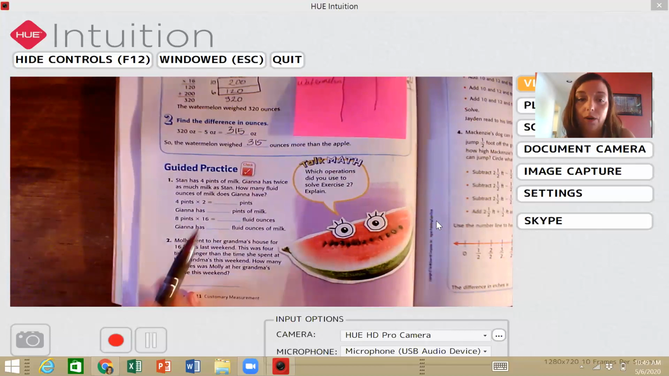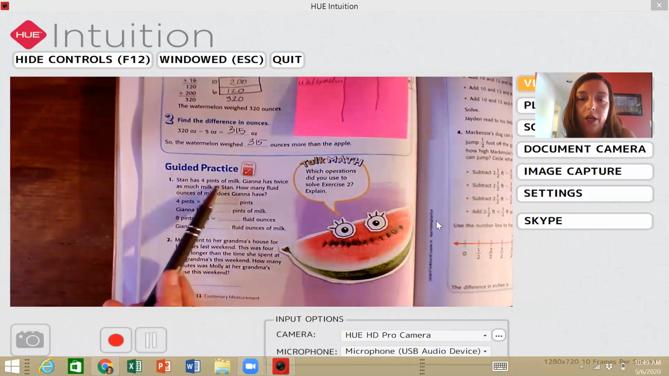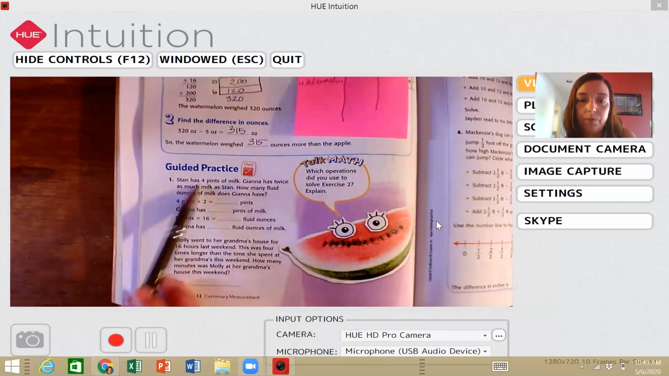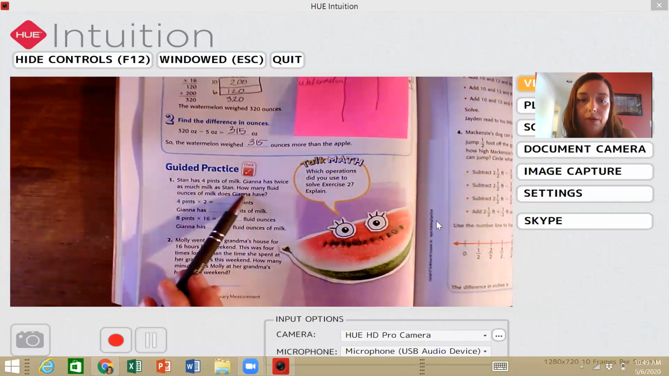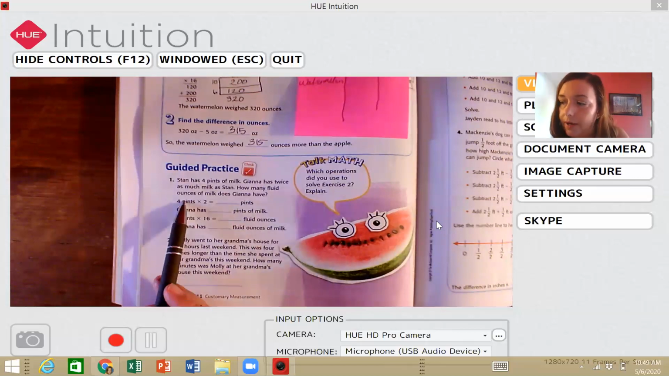All right, so number 1, it says Stan has 4 pints of milk. Gianna has twice as much milk as Stan. How many fluid ounces of milk does Gianna have? Okay, so first, I have to figure out what is this about. So this is about milk, right?